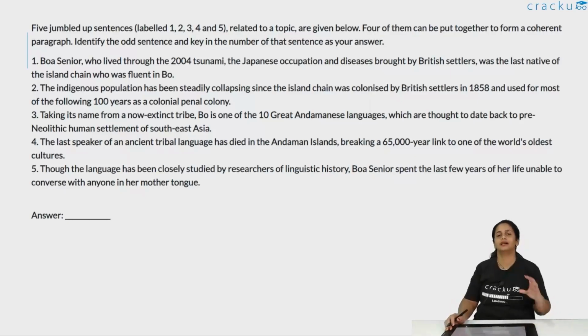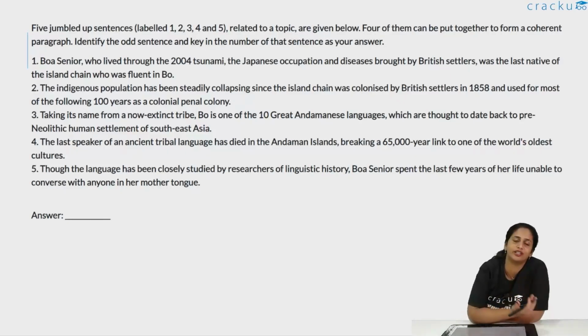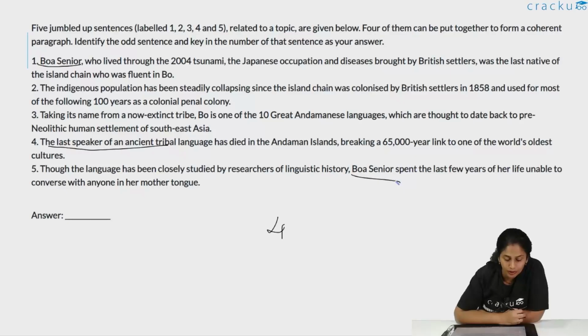So essentially, what is the entire paragraph about? The paragraph is that the last speaker of the Bo language has died, and it's a news item about it. Firstly, whenever you're writing a news item, you have to introduce what news has happened. So what is the news that has happened? The last speaker of the Bo language has died. So that has been introduced in 4. The last speaker has died. Now this is introducing the last speaker, and she is referenced over here, Boa Senior, who is the last speaker as such. So this sentence which introduces that the last speaker has died has to be followed by a line which tells you who the last speaker was. So it can be either 1 or 5 as such.